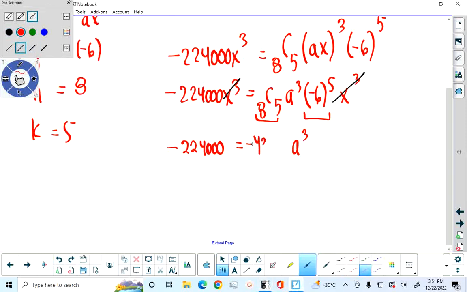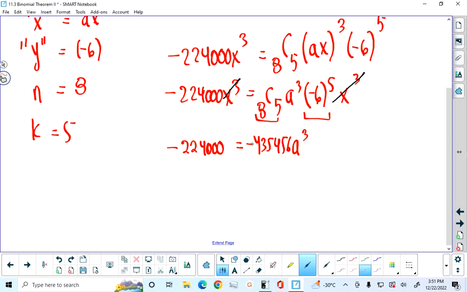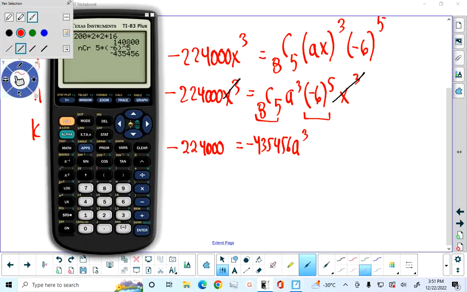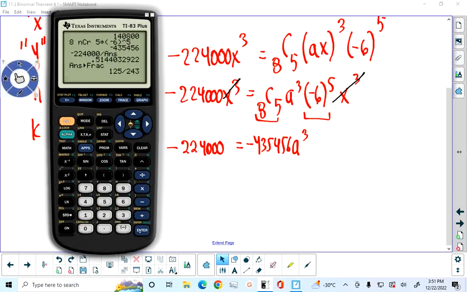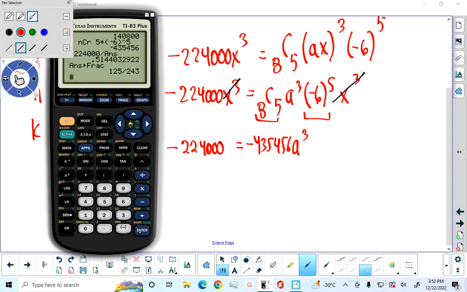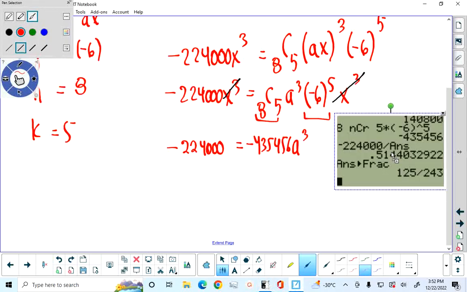Negative 435,456. And that means that I have to take negative 224,000 divided by that number. That gives me this awkward fraction of 125 over 243. So a cubed is equal to that number.